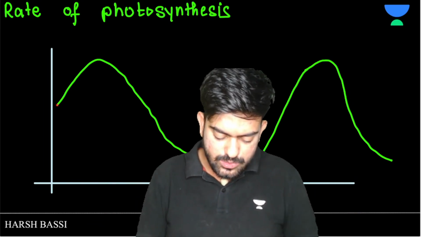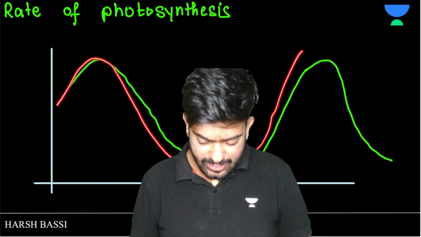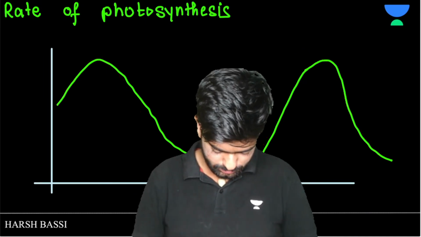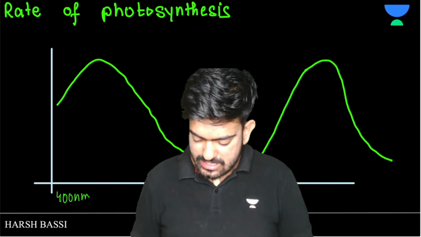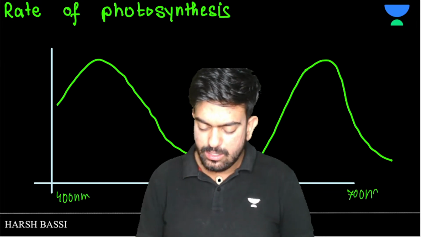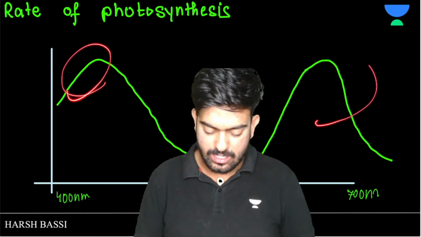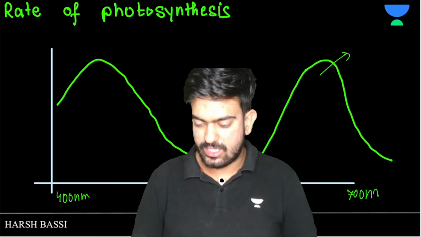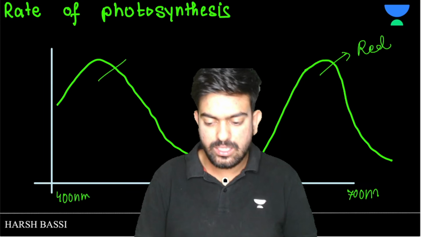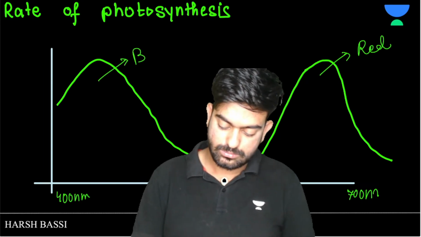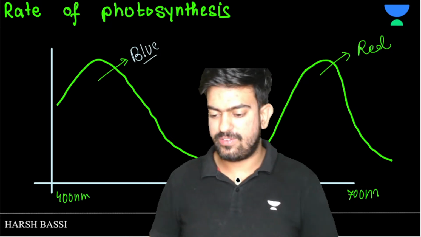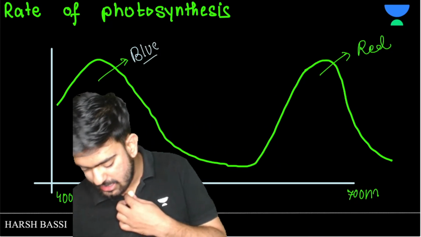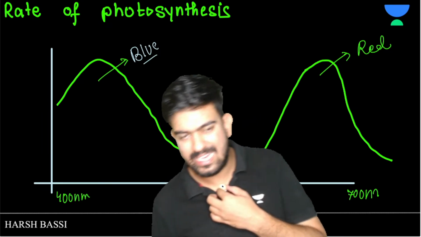So this is the graph for the rate of photosynthesis. Again, here we have 400 nanometer and here we have 700 nanometer. So I can see two peaks, one here and one here. So these two peaks represent what? This represents the red light and this represents the blue light. Obviously, one represents the red light and the other represents the blue light. Clear to everyone? That's great, sir.